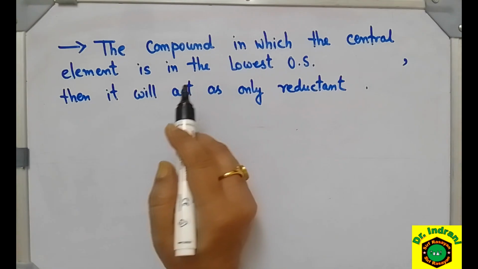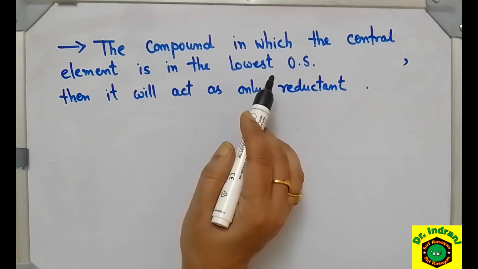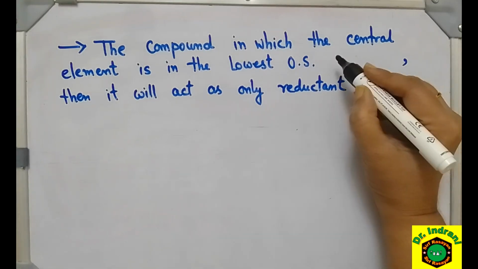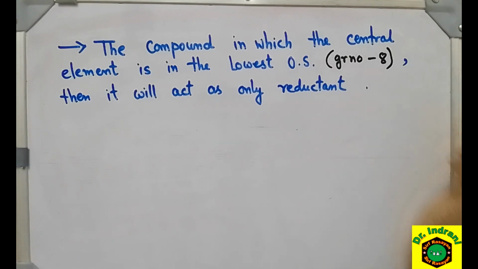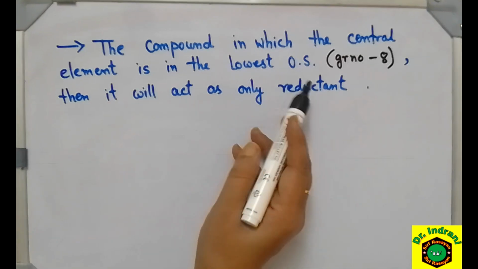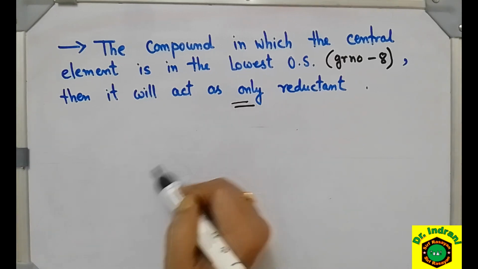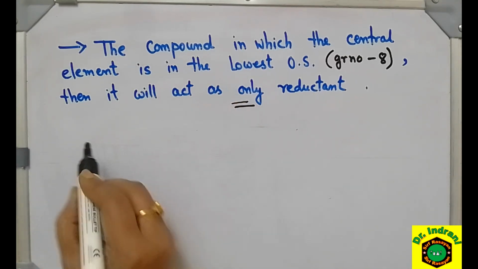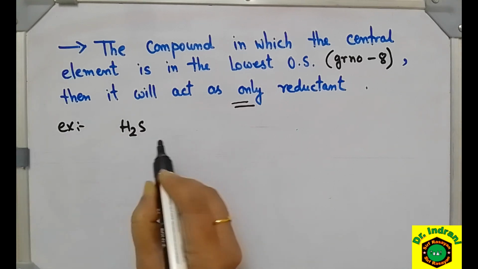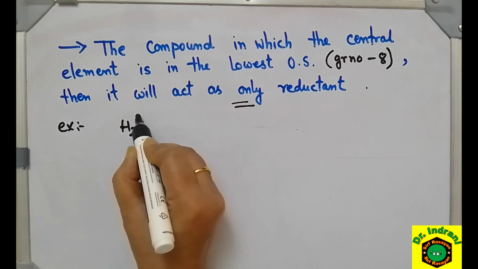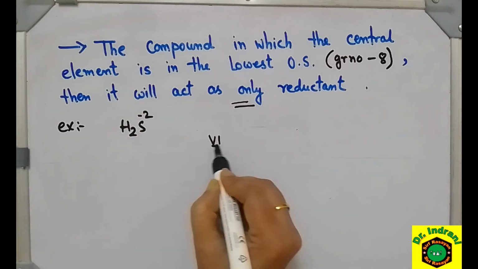Clear? Now see the compound in which the central element is in the lowest oxidation state. How you will determine lowest oxidation state? It will be group number minus 8. In the lowest oxidation state, then it will act as only reductant. Reductant means it will reduce others but itself oxidize. For example, H2S, hydrogen sulfide. In H2S, sulfur is in -2 oxidation state. Sulfur is a group 6 element.